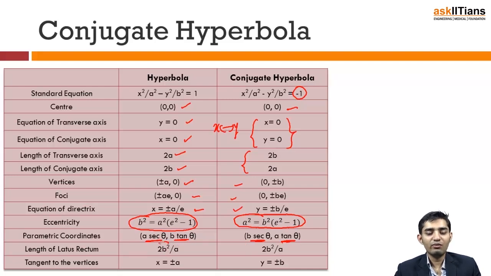Okay, length of latus rectum will be 2b square by a in case of hyperbola, and here it should be 2a square by b. Swap a and b again, right? So in this case the length of latus rectum will be 2a square by b, right? And similarly here also again swap x and y, so you will get the tangent at the vertices also, right? So you just have to remember that you have to swap x and y and swap a and b to get everything in case of conjugate hyperbola, right? All this you can find out.